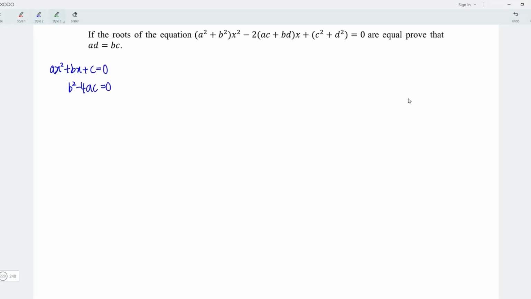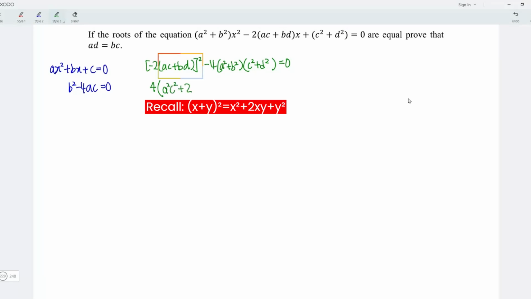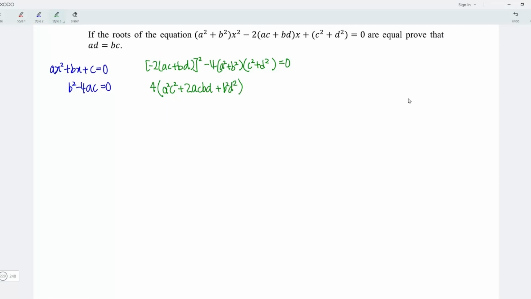0. Let's compare, and we should have negative 2 times (ac plus bd) the whole thing squared, minus 4 times (a squared plus b squared) times (c squared plus d squared), is equal to 0. Let's expand. Negative 2 squared we should have 4, and the square of (ac plus bd) we should have a squared c squared plus 2 times ac bd plus b squared d squared, and for the second term we should have minus 4 times (a squared c squared plus a squared d squared plus b squared c squared plus b squared d squared), and this is equal to 0.